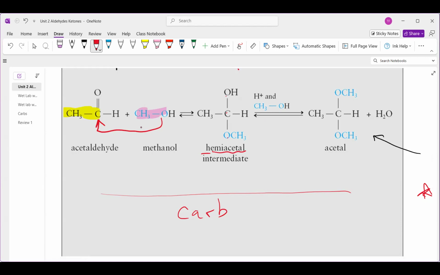Now this is a big deal in carbs because if you have a hemiacetal, it's a reducing sugar. If you don't have a hemiacetal, it's not a reducing sugar. And that's a big deal in carbohydrate chemistry.